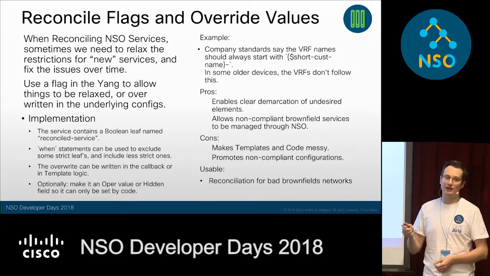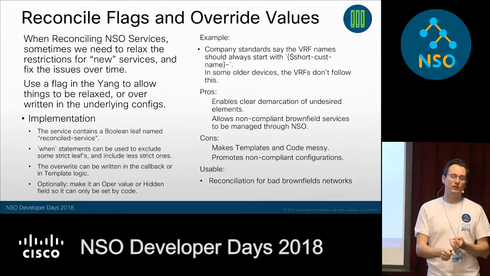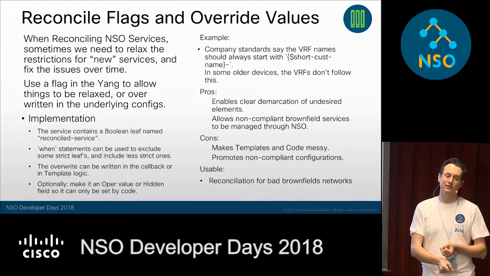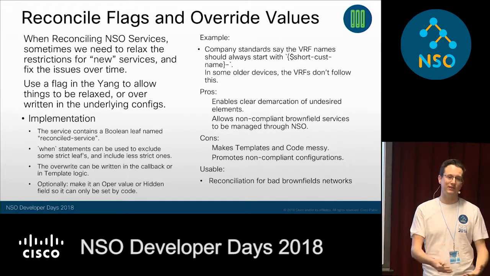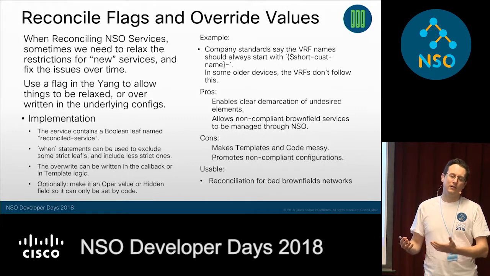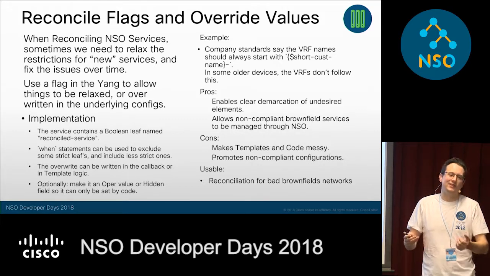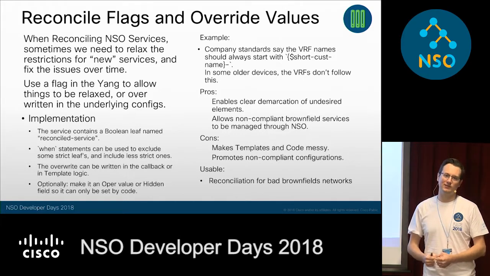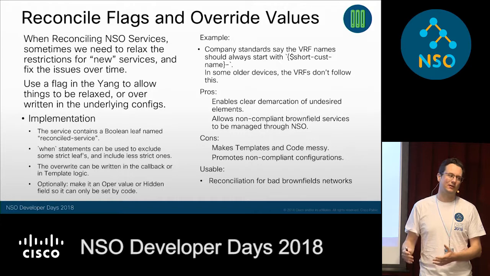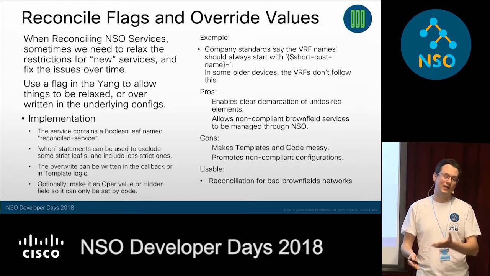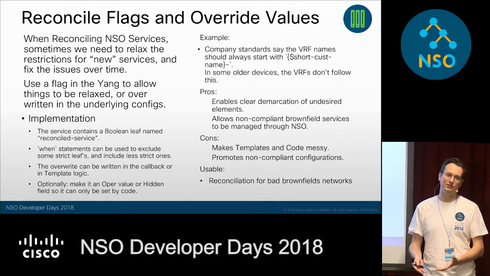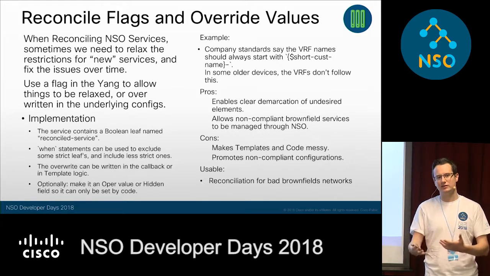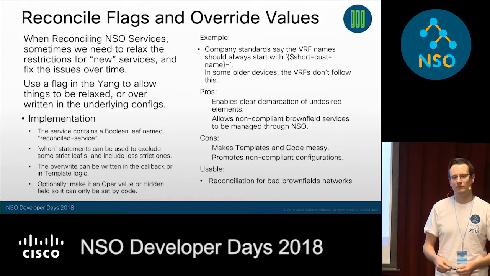Right, so if we make that an oper value, then only code is setting this to true. So when a user is in the CLI or the GUI, they can't say this is a reconciled service because I want to break the rules when I provision my new service, because they can't see it, they can't set it. But in the reconcile code, the action, the methods that you're using, you can set that because your code is reconciling, you're allowed to break the rules.